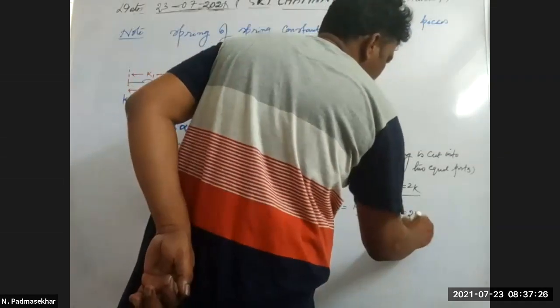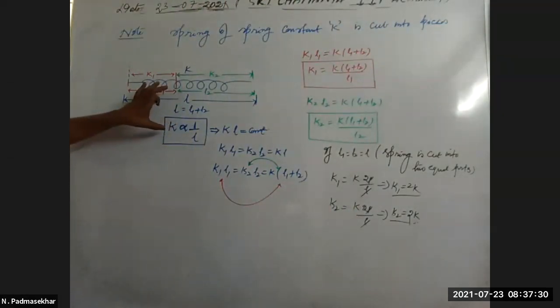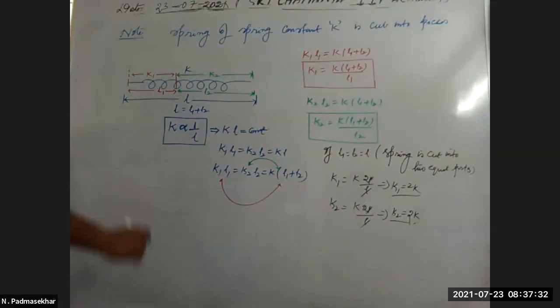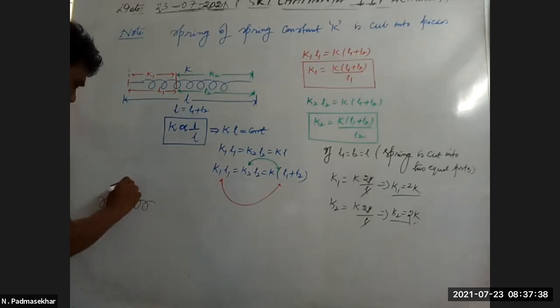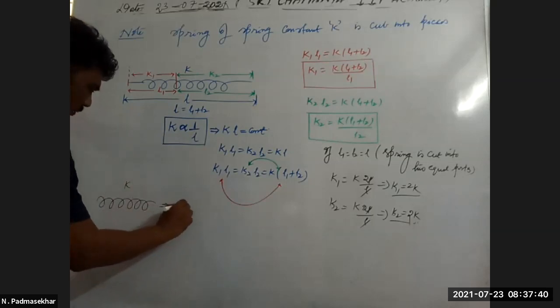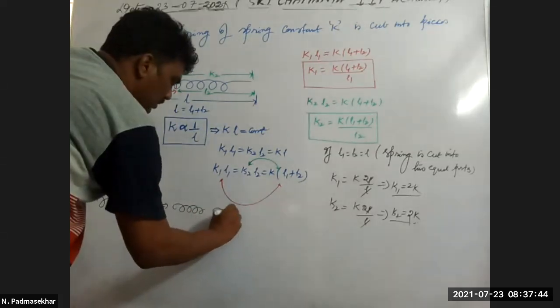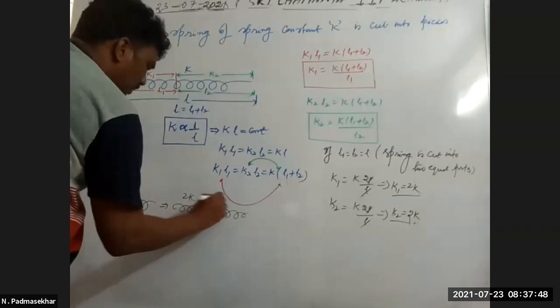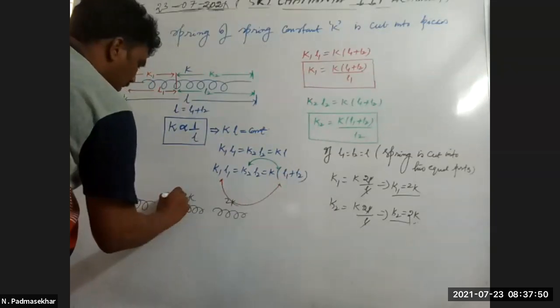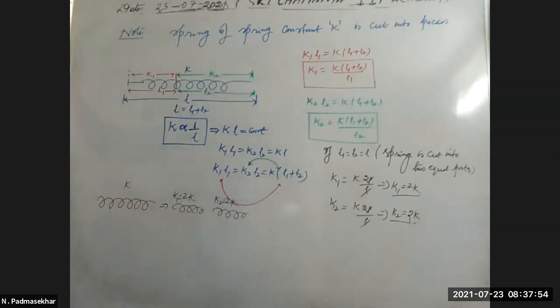A spring of spring constant K is cut into two equal parts. This is the spring, the spring constant is K. It is cut into two equal parts like this. This is one part and this is another part. So this is 2K, and it is also 2K. K1 is equal to 2K, and K2 is equal to 2K.